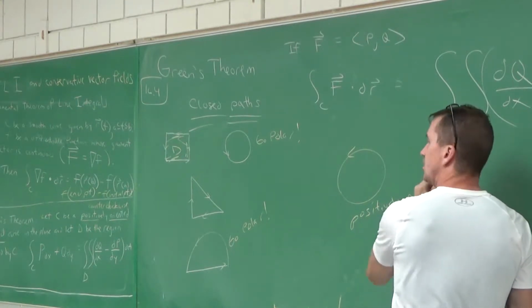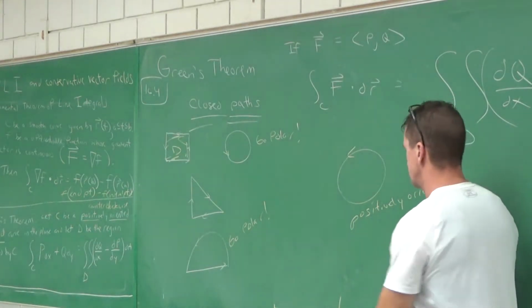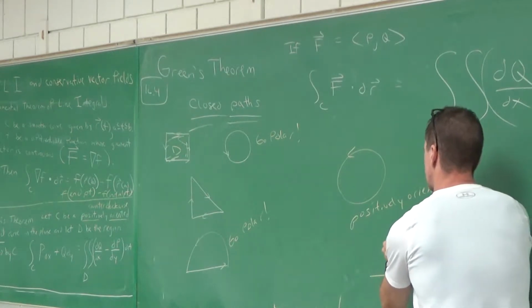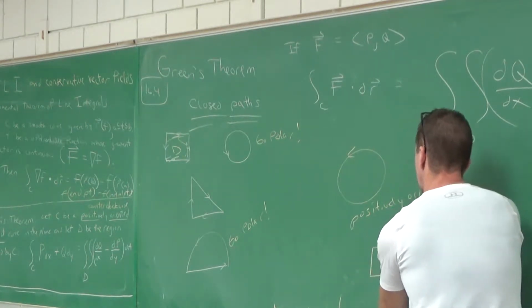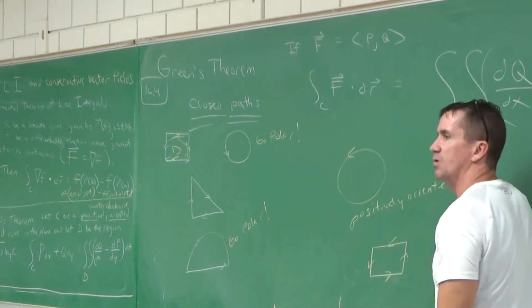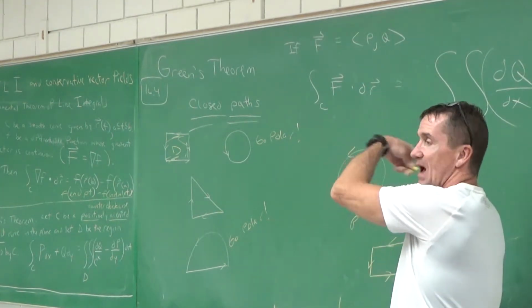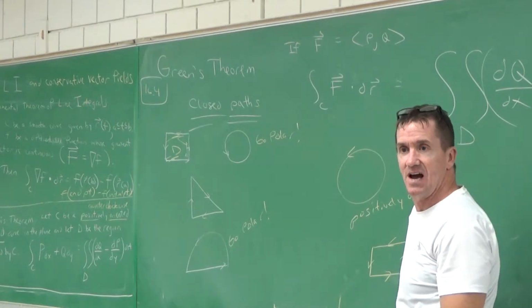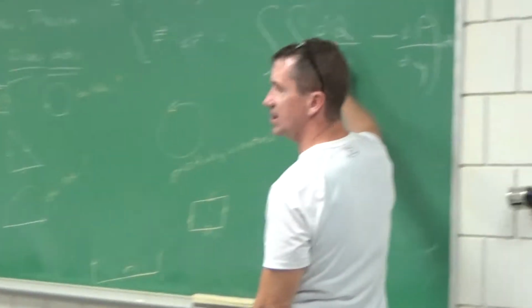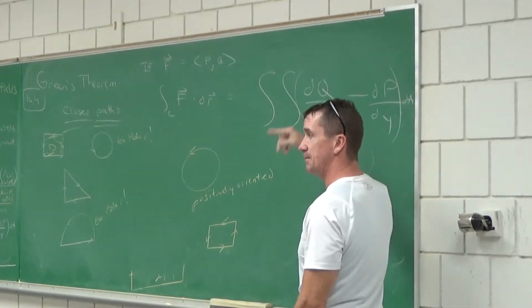But what would positively oriented be in a rectangle? Like this. Like that. So my question is, what if the path is the other way? You could do all the math, and then change the sign, or you can invent a whole new theorem and just do this minus this. Does that make sense?